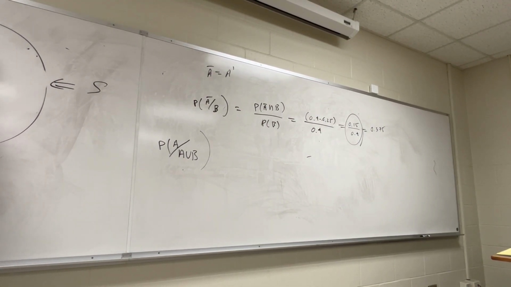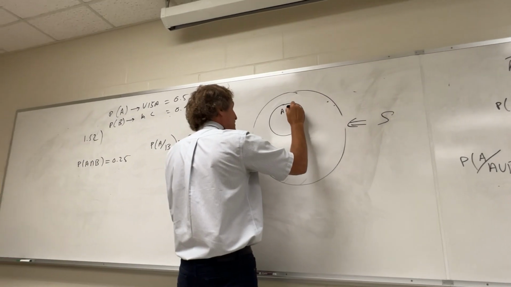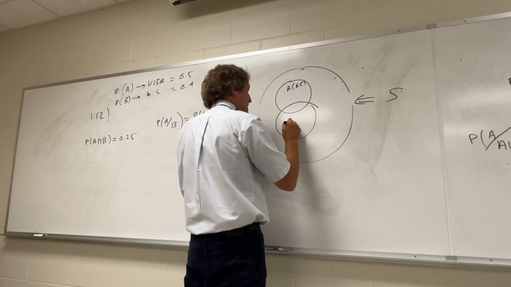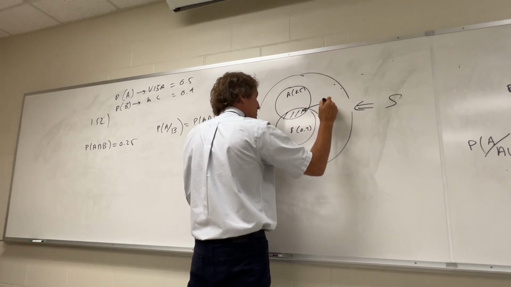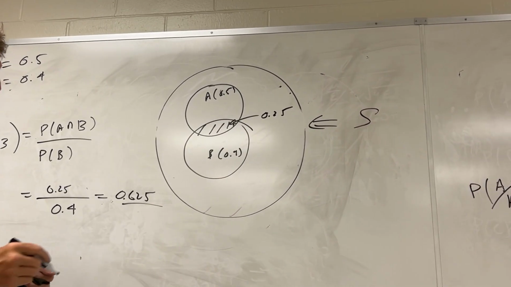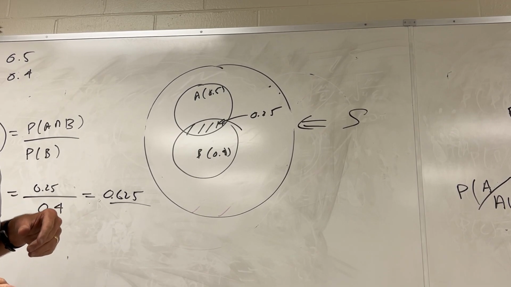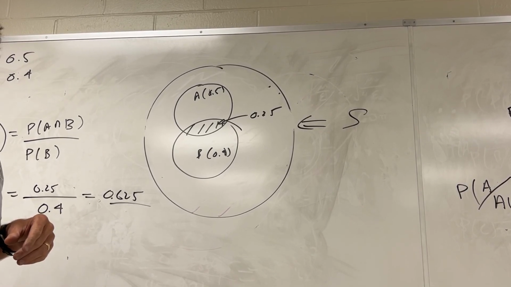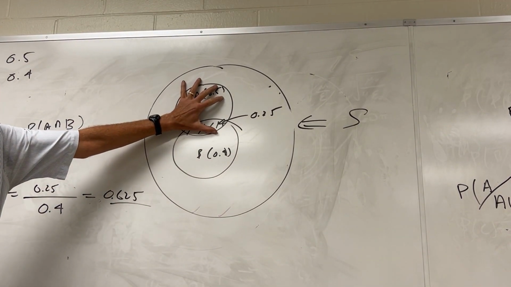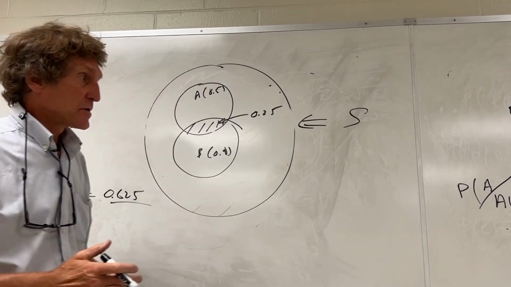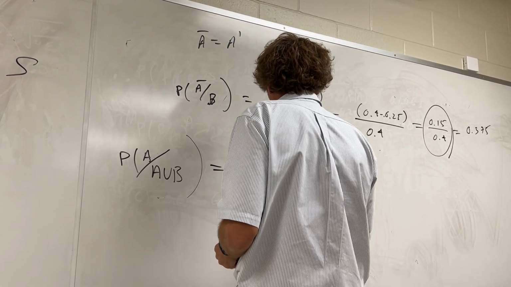So here is my A, 0.5. Here's B, 0.4. This area here is 0.25, correct? All right, now he says the probability of A, given that A or B occurs, but not both. I hope you can all see this. The probability of A is just that area, which is 1/2. Agreed, class? So I have 0.5 on top.